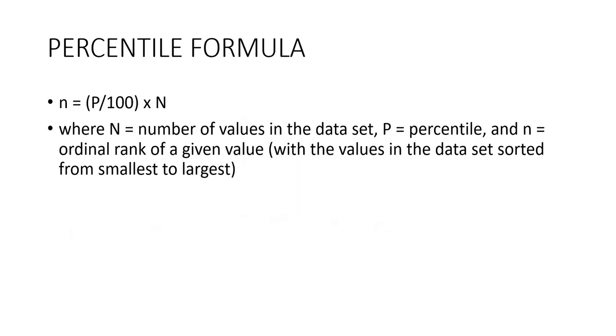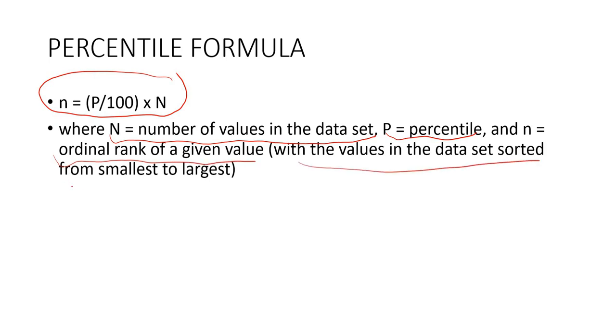Got it. Now, percentile formula. This is really important. n is equal to P by 100 into capital N, where capital N is the number of values in the data set, P is the percentile, and small n is the ordinal rank of a given value, with the values in the data set sorted from smallest to largest.